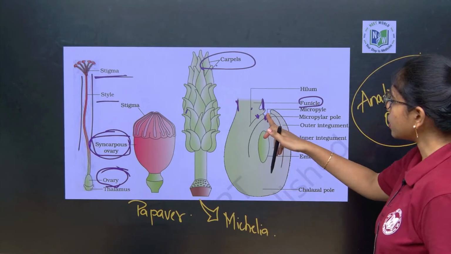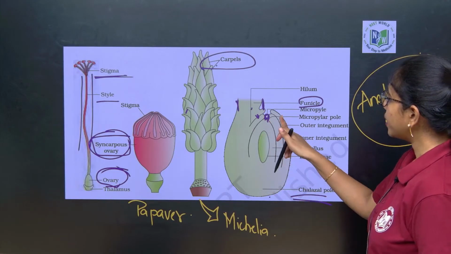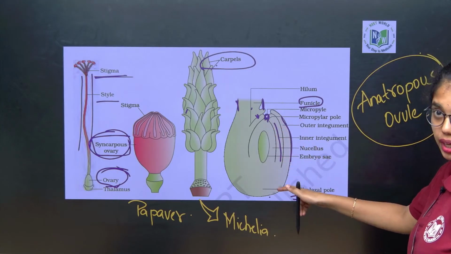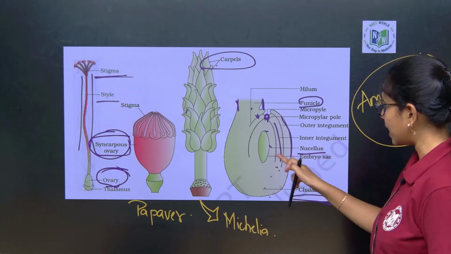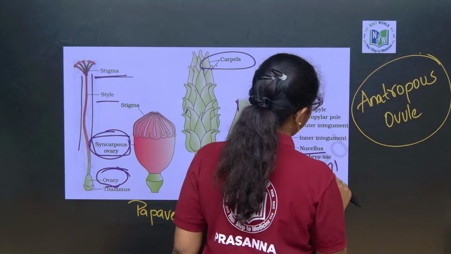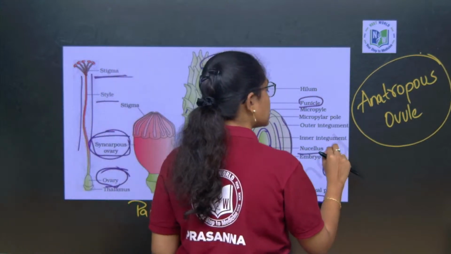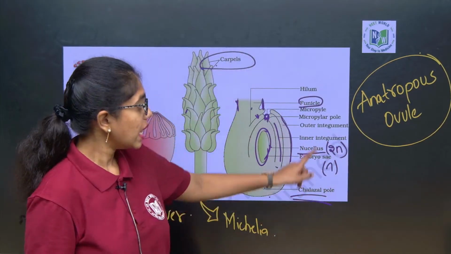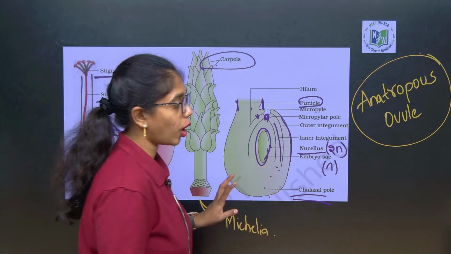Fine. And here is the micropylar end. Opposite to that, you can find chalazal end, and this is the outer integument, this is the inner integument, which is bitegmic, and inside the ovule you can find nucellus cells, and inside that you can see embryo sac. Embryo sac is haploid, female gametophyte of the angiosperm, and nucellus is diploid. All the layers or the parts of the ovule are diploid only. Nucellus is diploid, embryo sac is haploid.